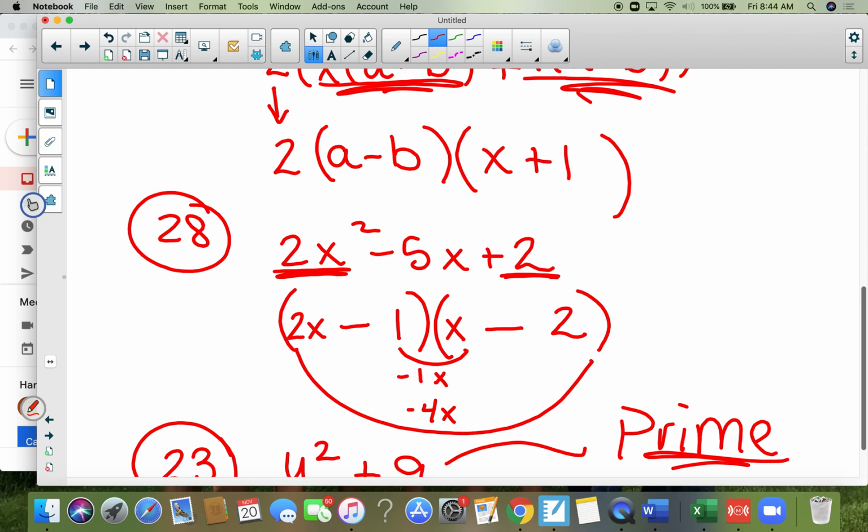Number 2. Is there a GCF? Nope, number 2 does not have a GCF. But how many terms does it have? 3. So you should be able to factor it. Number 3 doesn't look too hard. Number 4, is there a GCF? Yep, there's a GCF on number 4. 5, there's no GCF. And so on.